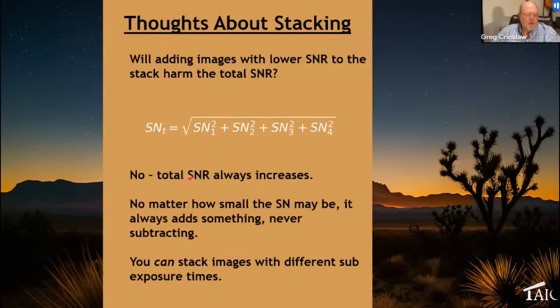So you can always increase the signal to noise ratio, and that means you can stack images of different sub-exposure times. So if you got 10 300-second sub-exposures, you could, in theory, go ahead and stack a whole bunch of 60-second exposures right in there. And in terms of signal to noise ratio, it's okay. It's not going to matter.